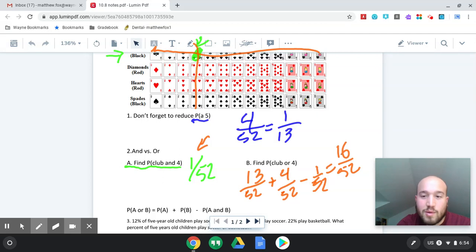Now, just like we talked about before, we need to reduce. 4 goes into 16 4 times. It goes into 52 13 times. And we would be done.